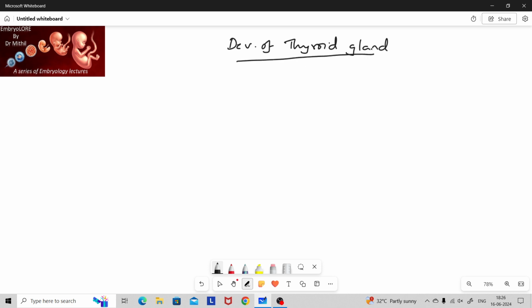Development of the thyroid gland. The thyroid gland begins to develop during the third week of intrauterine life, the third week of the intrauterine life, between the tuberculum impar and the copula.